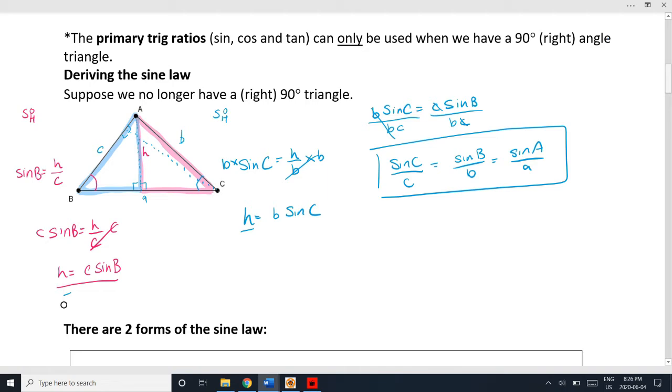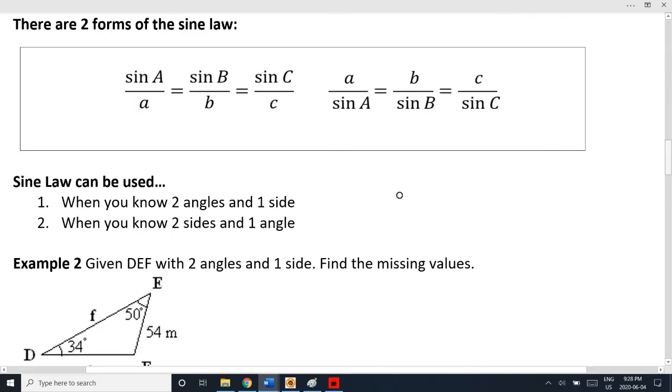And this is where it comes from. What this means is that the ratio of the sine of angle C over side C is equal to the ratio of the sine of angle B over side B, which is equal to the sine of angle A over side A. So there are two forms of the sine law. The one that we derived, which puts the sine of angle A over side A, sine of angle B over side B, sine of angle C over side C, and then the flipped version, A over sine angle A, B over sine angle B, and C over sine angle C.